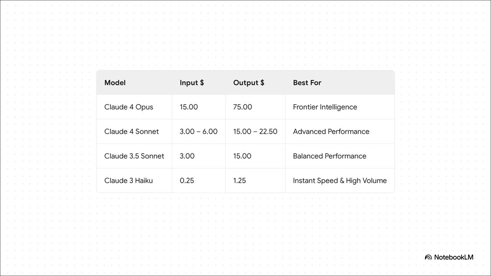And this is where you really see the premium for that cutting-edge intelligence. Look at Anthropic's Claude 4 Opus. $15 for input and a whopping $75 for output per million tokens. It's in a league of its own. But notice they also have Haiku for a tiny fraction of that cost. This just proves it. Your choice of model is the biggest cost lever you can pull.